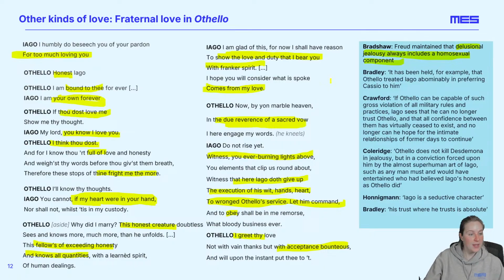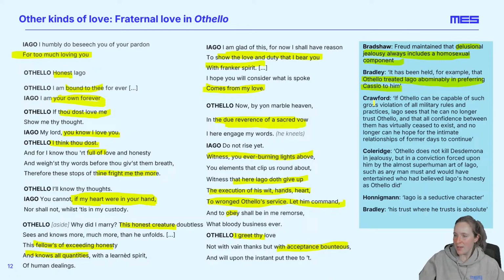So in other words, Iago wants Othello, and they love each other in a way that has this kind of desire to it. Bradley also says it's been held, for example, that Othello treated Iago abominably in preferring Cassio to him. So this idea then of Iago being mistreated and being jealous of this because Othello chooses or jilts him, in another word.